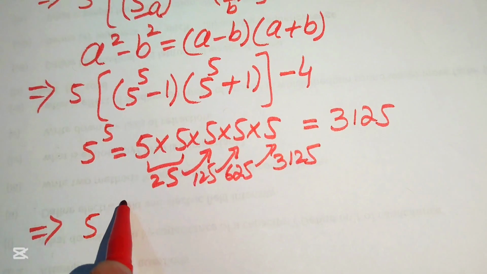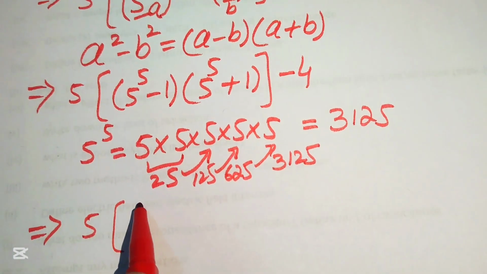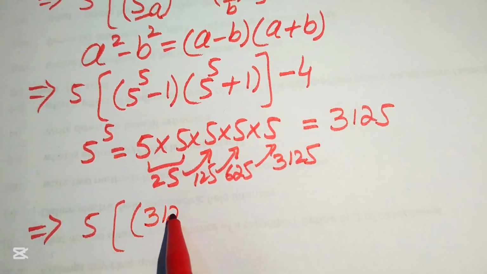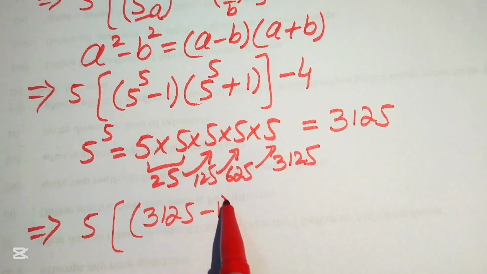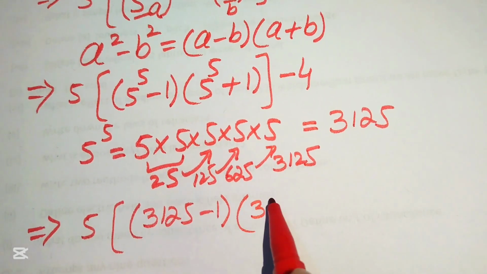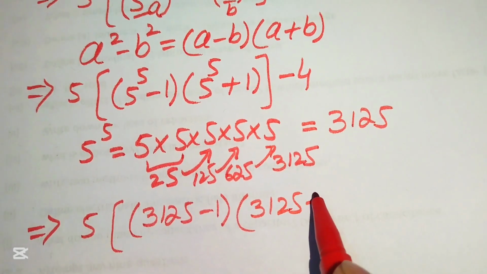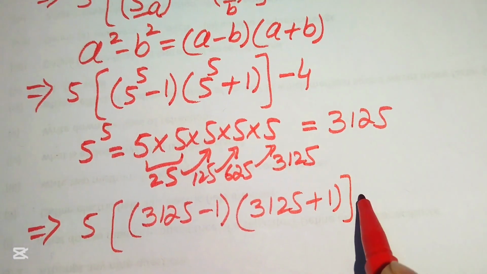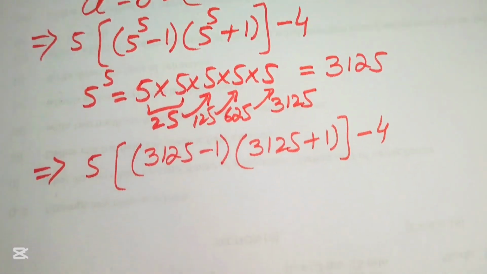It will be written in this form: 5 times 5 to the power of 5 equals 3125 minus 1, and 3125 plus 1, and this whole is subtracted by 4.